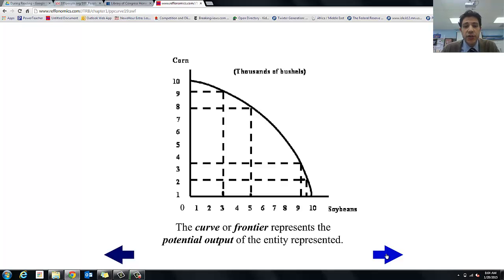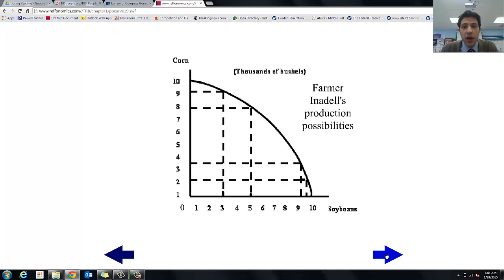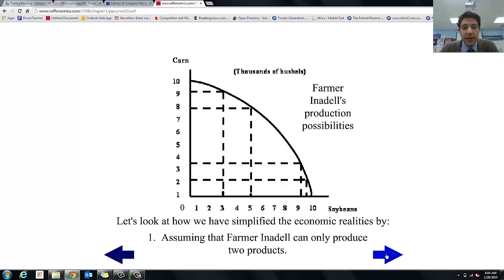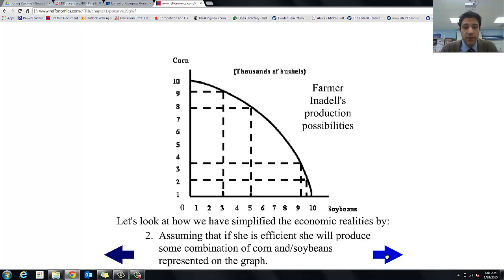Again, it represents the potential output of the entity represented. So this is a farm. Let's say this PPF is a farm run by Carol Inadell, whoever that might be, and this is her PPF. We've simplified the economic realities by assuming that farmer Inadell can only produce two products. On her farm, she only produces corn and soybeans. And if she's efficient, she will produce some combination of those two products represented on the graph. Now, what does that mean?